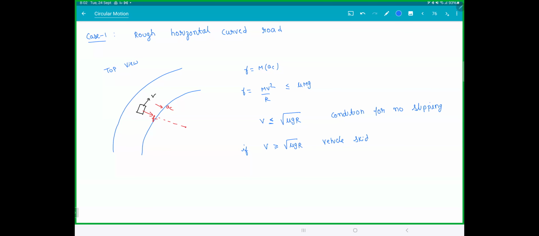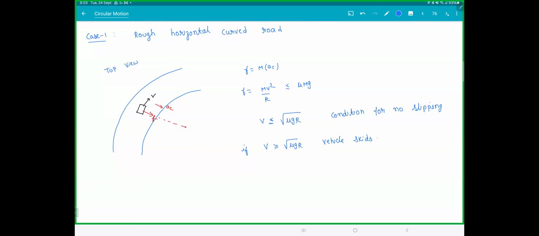What is the issue with that? Think about it. Let's say there's a curved road. In the morning, you're going in a car at 60 and the car was fine. In the evening, while coming back, it started raining and the road became a little wet and smooth. So the mu value will decrease. So that same car, which at 60 in the morning had no problem, in the evening slips.